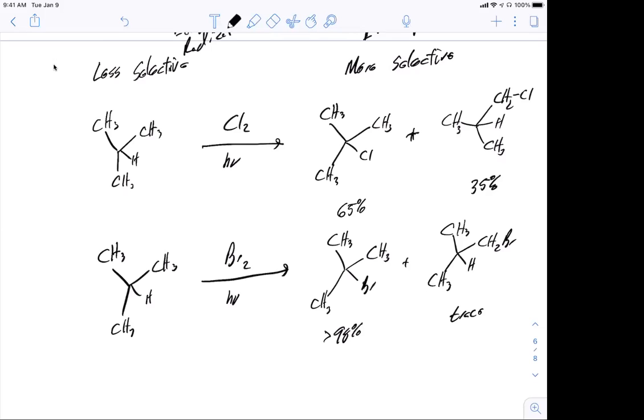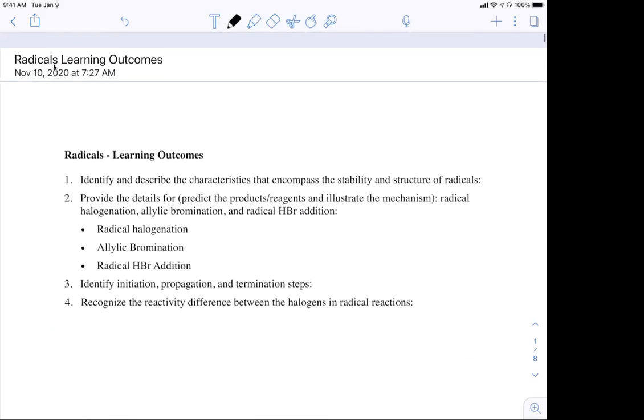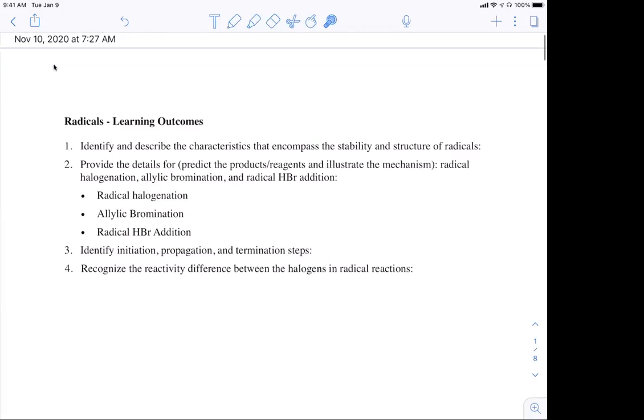Questions about radicals? All right. So if we go back to our learning outcomes, we've covered the stability and structure of radicals. We've looked at radical halogenation, allylic bromination, and radical hydrobromination addition. We've looked at initiation and propagation steps in several cases, and we've looked at the selectivity of chlorine and bromine. Again, fluorine is such a highly reactive species that it's not very useful.